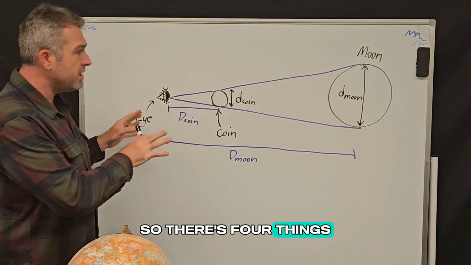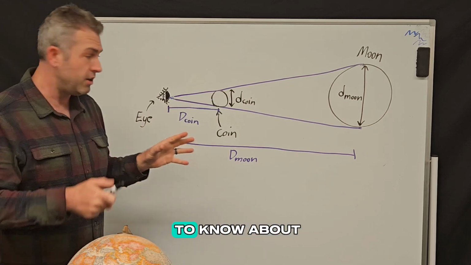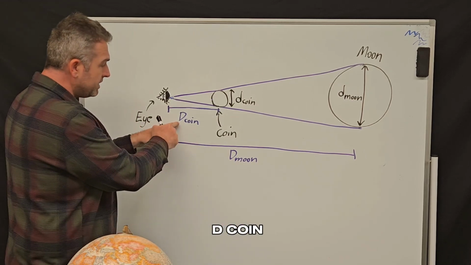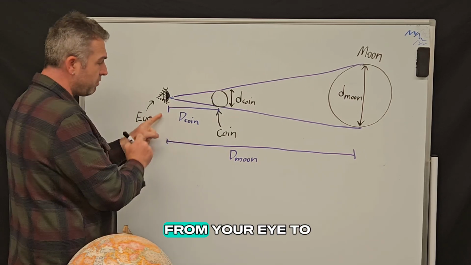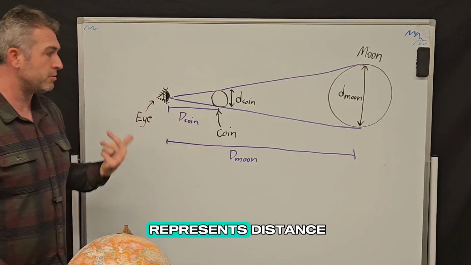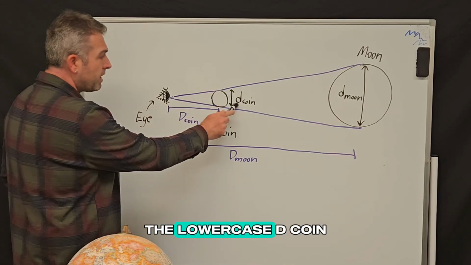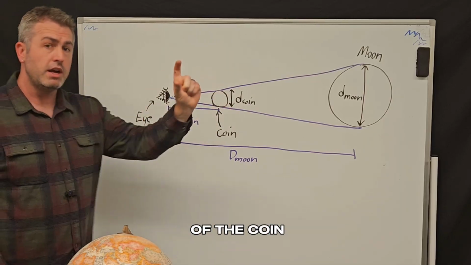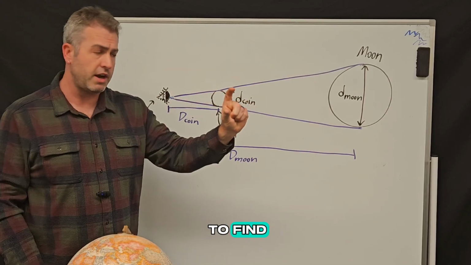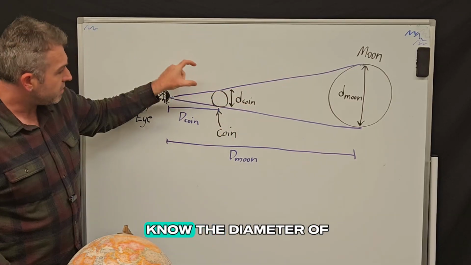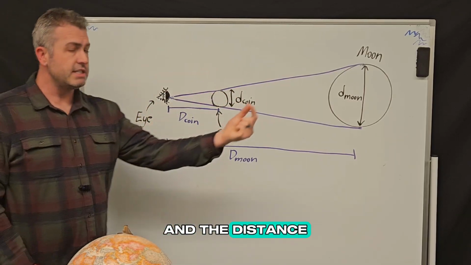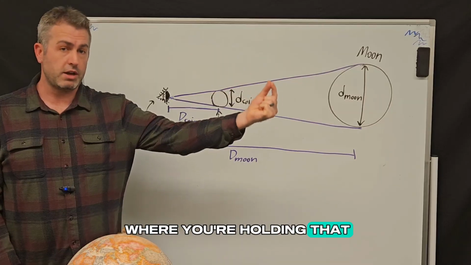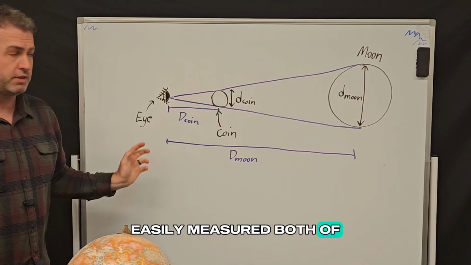So there's 4 things that I've labeled here that you're going to need to know about. The first is capital D coin. So that's the distance from your eye to the coin. So the capital D represents distance. The lowercase d coin, that d represents diameter. So that's the diameter of the coin, which is pretty easy to find. You can just measure that. So you need to know the diameter of the coin and the distance from your eye to where you're holding that coin, okay? Easily measured, both of these things.